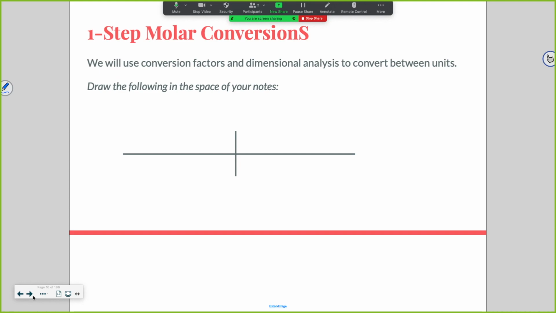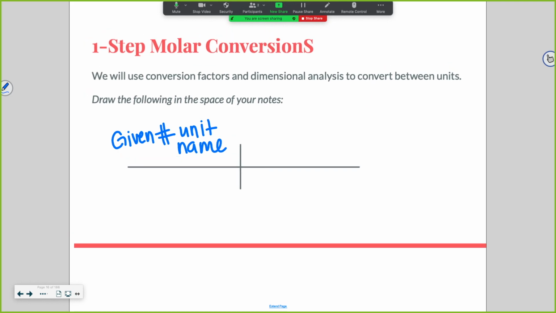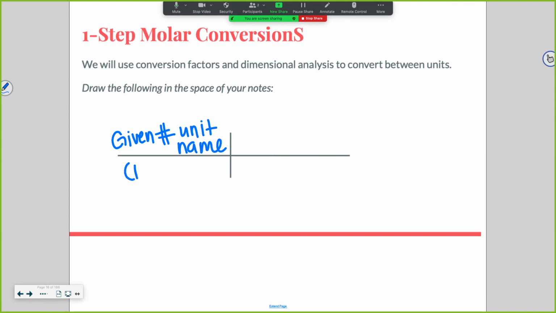So draw this in that little empty space. You don't want to take up all your space because you're going to have something else, but draw this little conversion table. And right here is your given number, unit, and name. Always start with your given number, unit, name. This one is always blank. So if you want to put this here so that you can remember it, this is always blank.